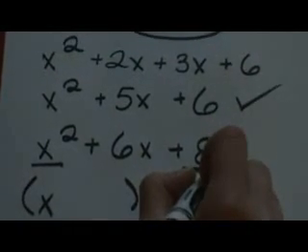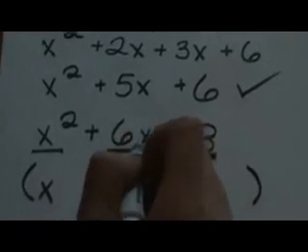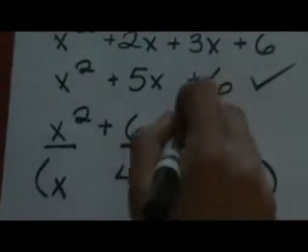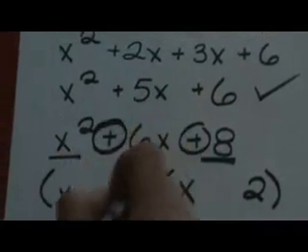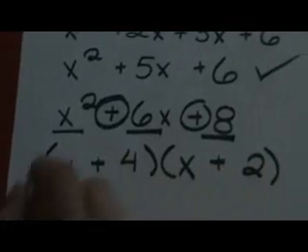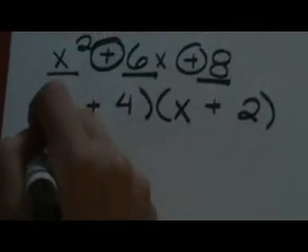And then we're going to look at what two numbers multiplied together will give us 8, and what two numbers added together will give us 6. And that's going to be 4 and 2. And once again, we take a look at our signs, and that's two plus signs, so that means both of those are pluses. So we're going to check this one more time using FOIL.